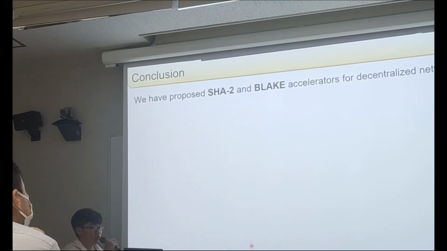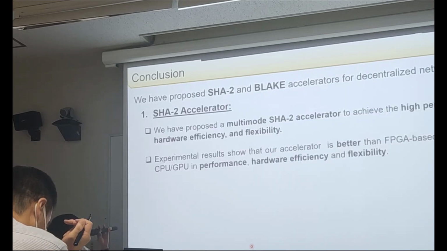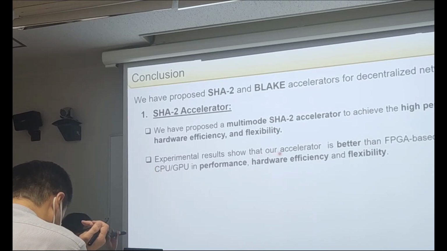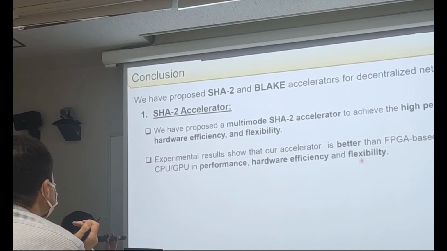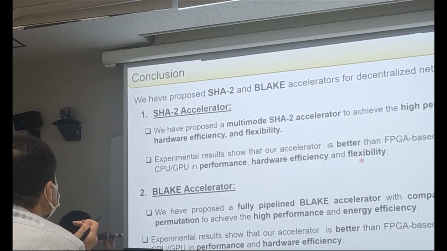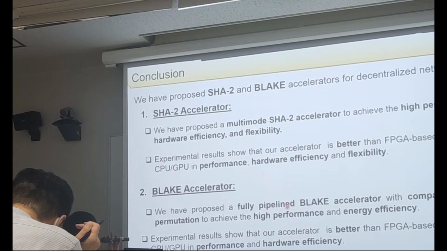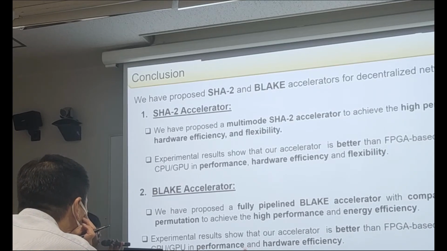So let's go to the conclusion. We have proposed two accelerators, which are SHA-2 and BLAKE accelerators for decentralized networks. In the SHA-2 accelerator, we have proposed a Multimode SHA-2 accelerator to achieve high performance, high hardware efficiency and high flexibility. Experimental results show that our accelerator is better than the FPGA-based works and also CPU or GPU in performance, hardware efficiency, and flexibility. And the final one is the BLAKE accelerator. We have proposed a fully byte BLAKE accelerator with a compact message permutation. This means ID1, 2, 3 to achieve high performance and also energy efficiency. Experimental results show that our accelerator is better than FPGA-based works and CPU or GPU in performance and hardware efficiency.